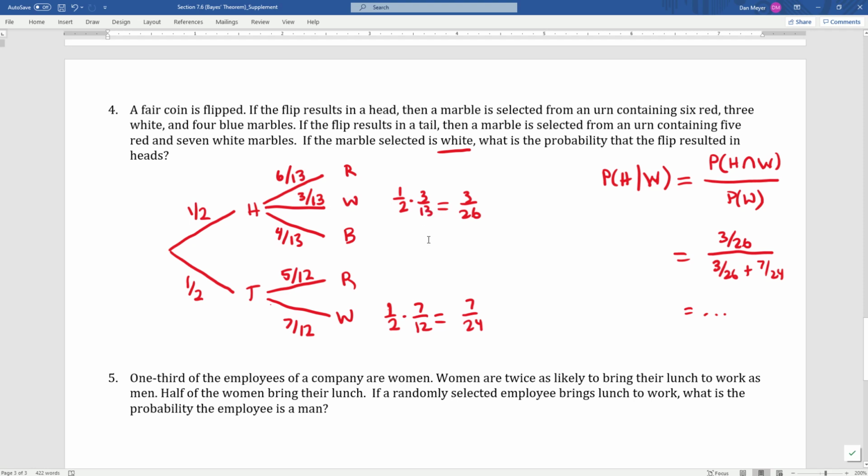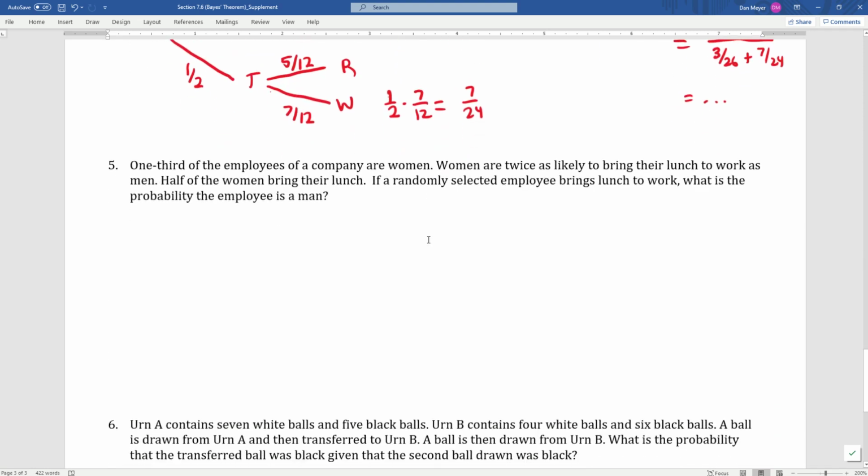All right, number 5. 1/3 of the employees of a company are women. Women are twice as likely to bring their lunch to work as men. Half of the women bring their lunch. If a randomly selected employee brings lunch to work, what is the probability he is a man?